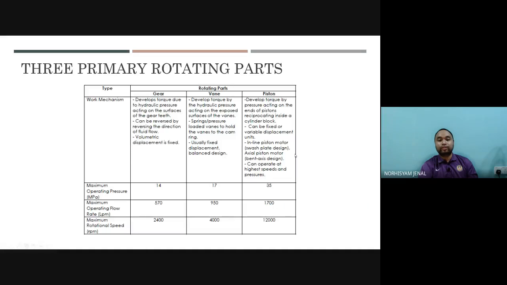Alright, so we have three different rotating parts. It's either gear, vane, and piston. I believe you understand everything from this part through the video that I've sent you in terms of pumps, okay? Same mechanism. The difference is, like I said just now, for a pump the rotor is driven by the motor or prime mover, but for a motor, the rotor is spun by the liquid. So it develops torque due to hydraulic pressure acting on the surface of the gear teeth, can be reversed by reversing the direction of fluid flow, and volumetric displacement is fixed.